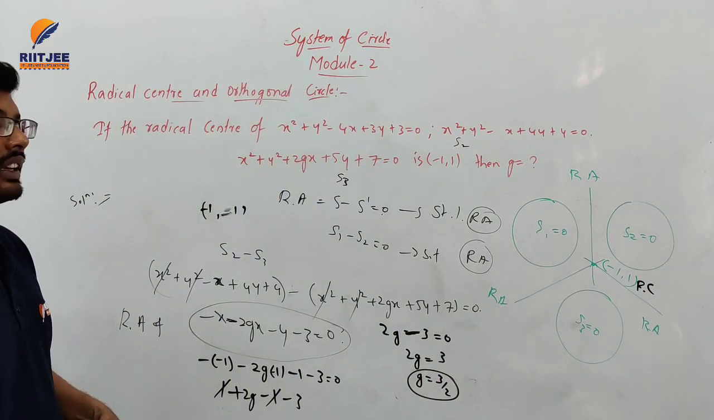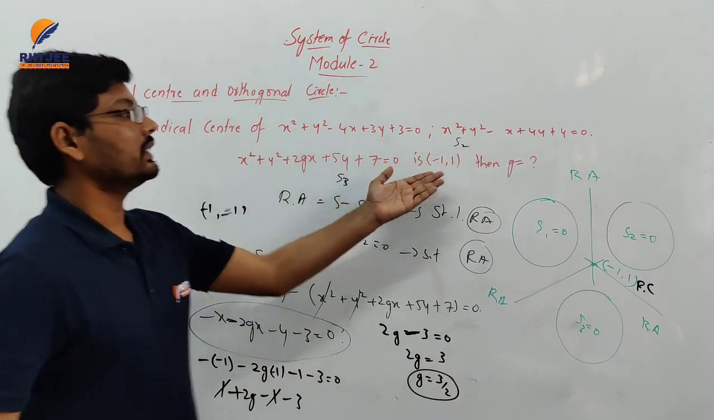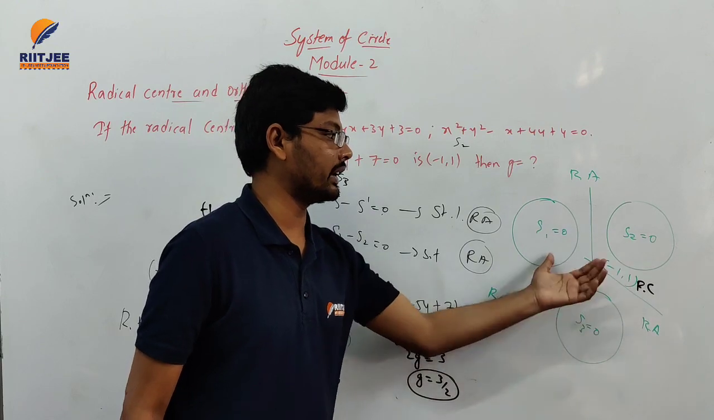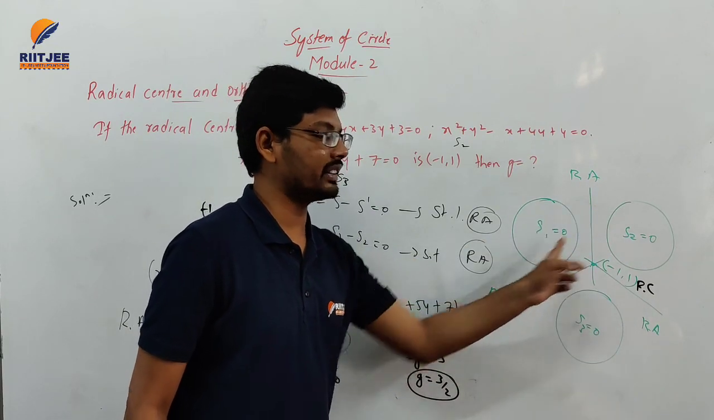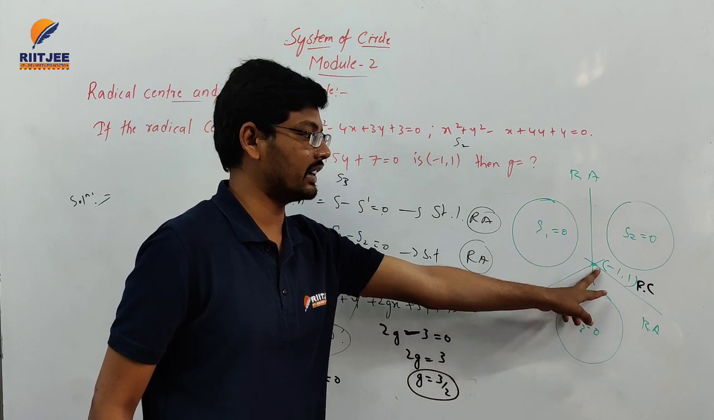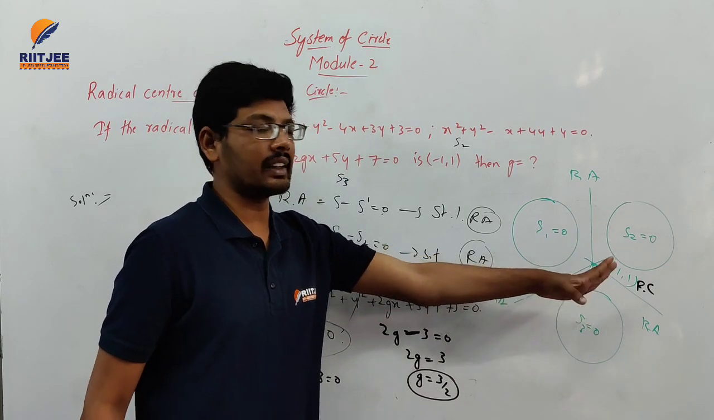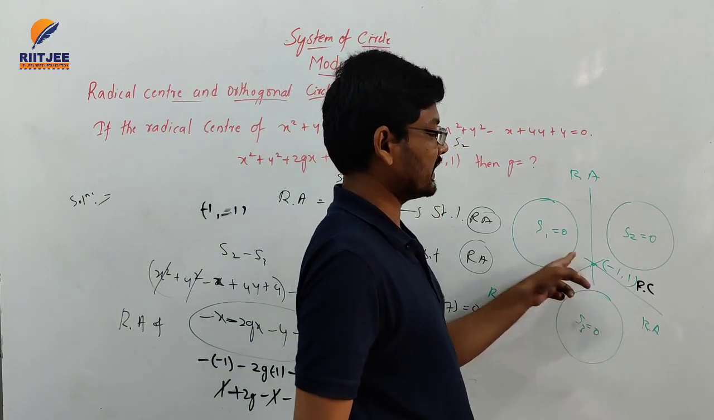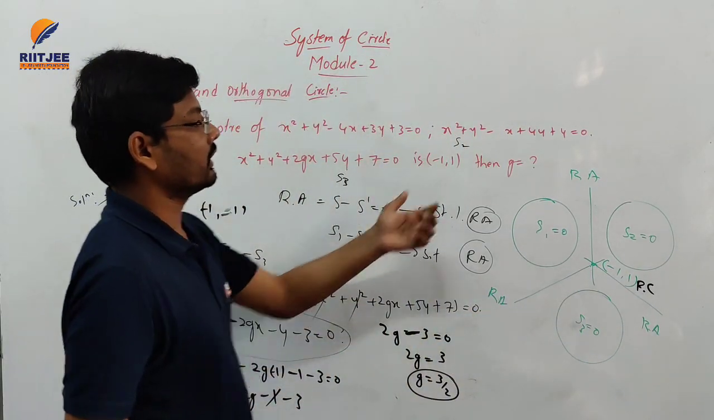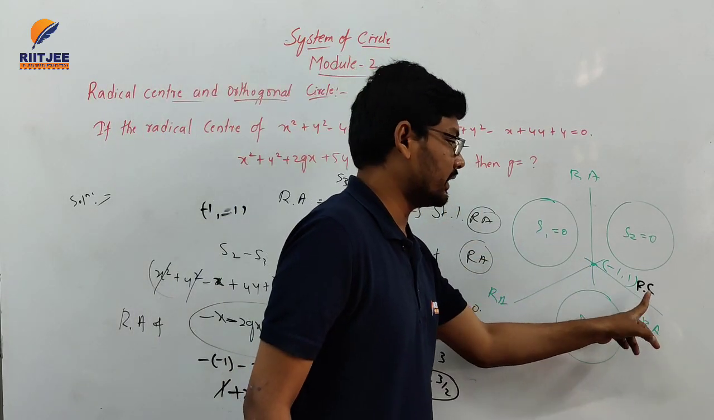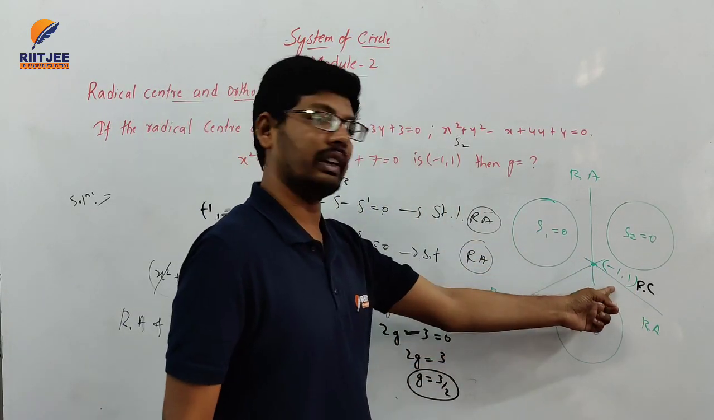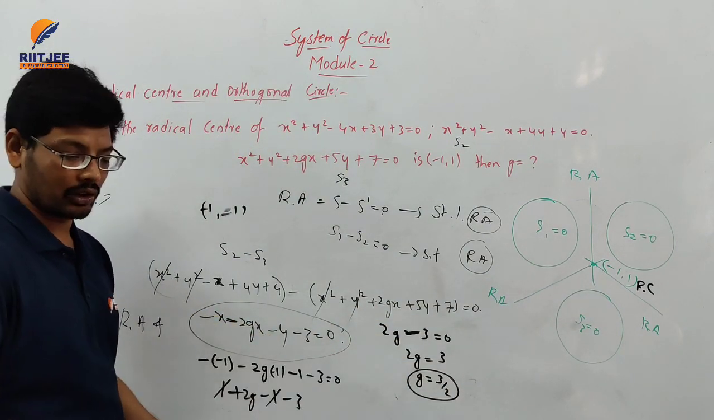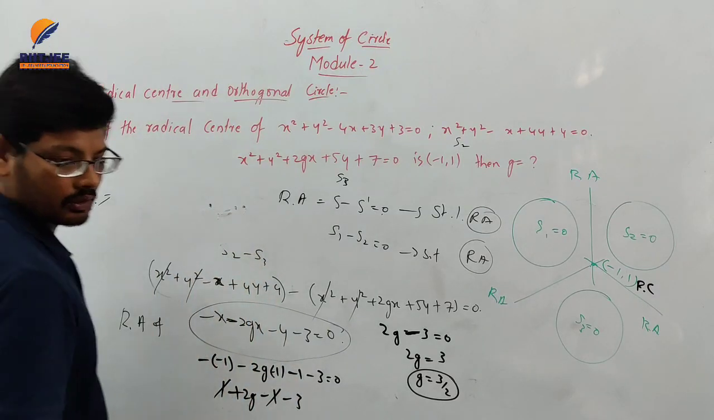First, understand the question. The radical center and three circles are given. This is the question here, and this is the diagram here, S1, S2, S3. The point of intersection of radical axes is the radical center. So the radical center is given directly. So I am finding the radical axis for these two circles. This is the radical axis we got here. From that, the radical center is given. This radical axis should satisfy the radical center. Let's substitute the values. We will get the value of g here. This is all about question number 4 here.